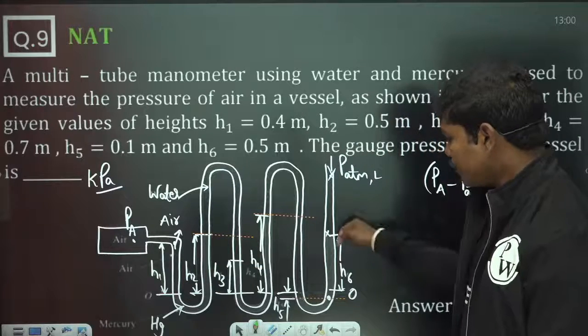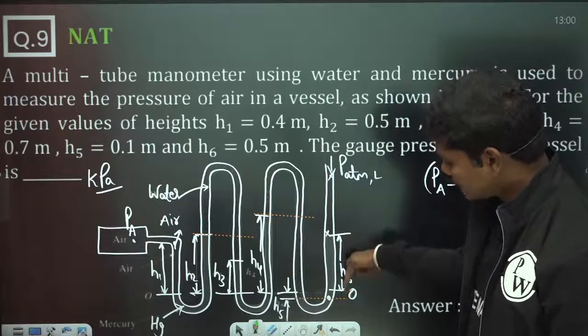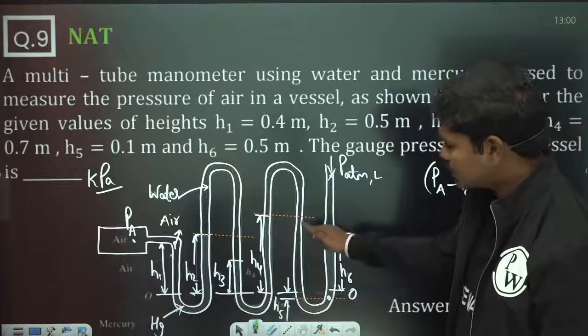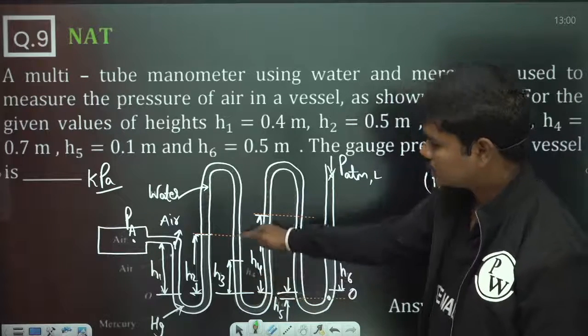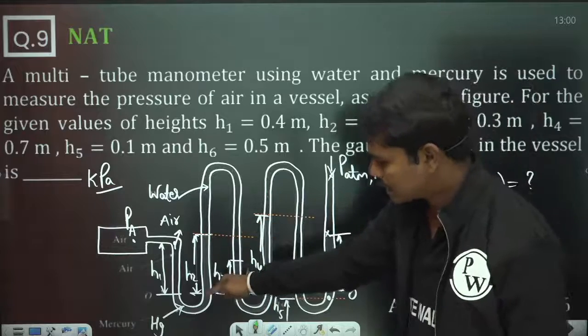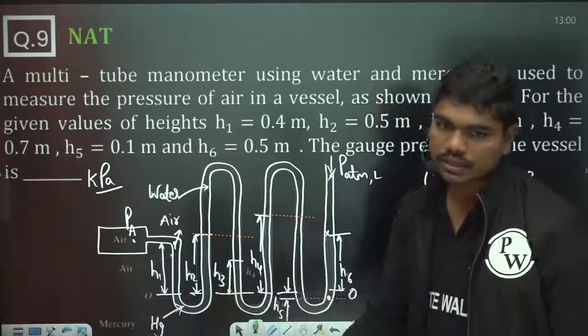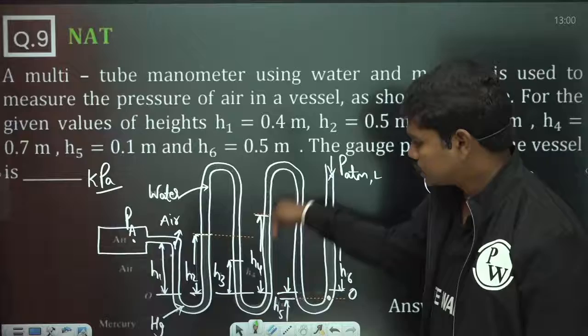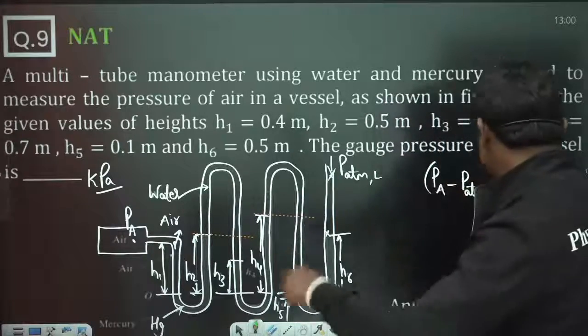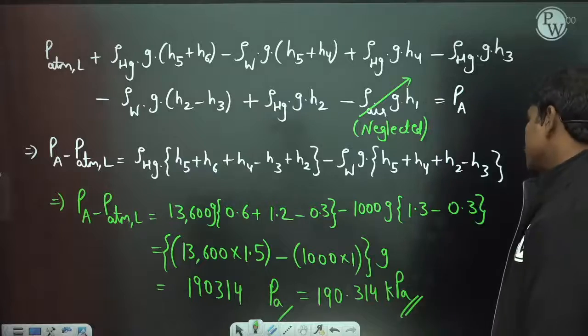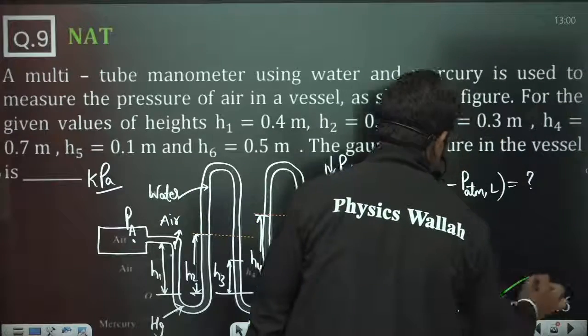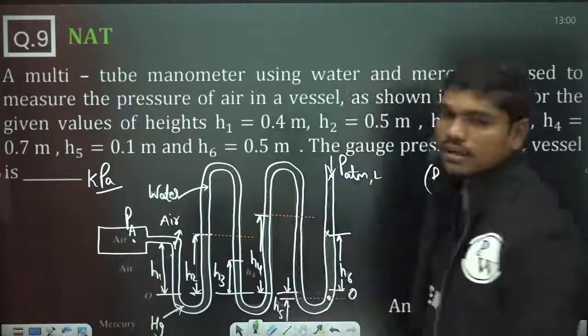So if you travel in this direction, this is an increase in the pressure, plus; minus, this is a decrease in the pressure; plus, increase; minus, decrease. That's it. If you go in this fashion, you will get the answer in a single line like this. Of course, this is just simplification. So 190.314 kilopascals is within this range.